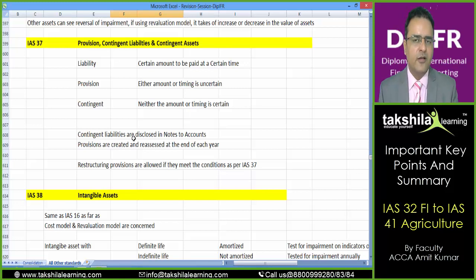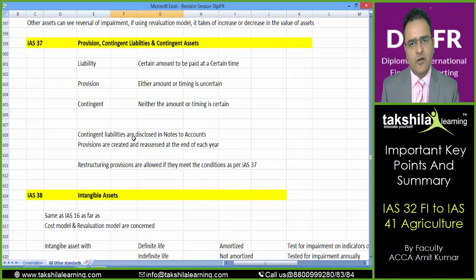You cannot ignore it by not recognizing or not recording it immediately, because that will mean your financial statements are not giving a true and fair view. So you at least give a close approximation of the liability you are going to pay. If there is any difference, that will be a revision in the estimates of provisions.